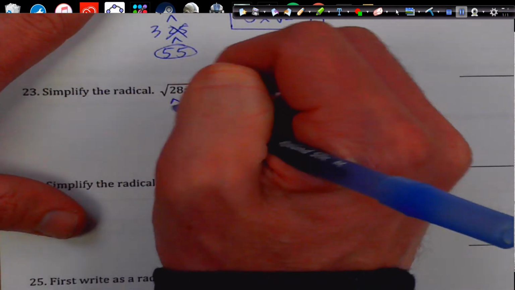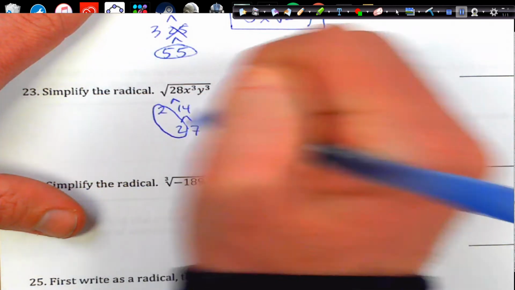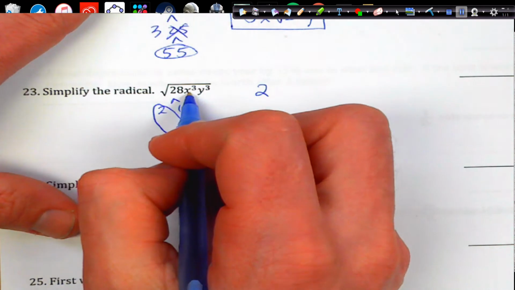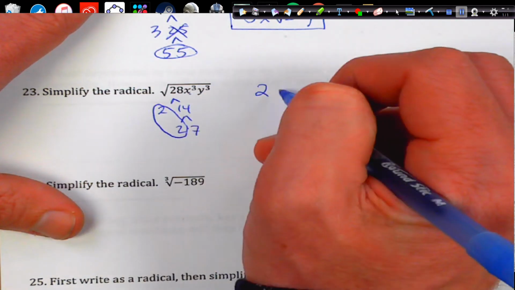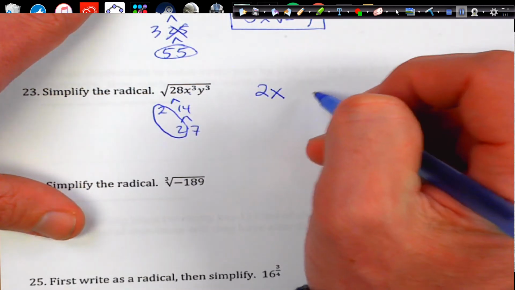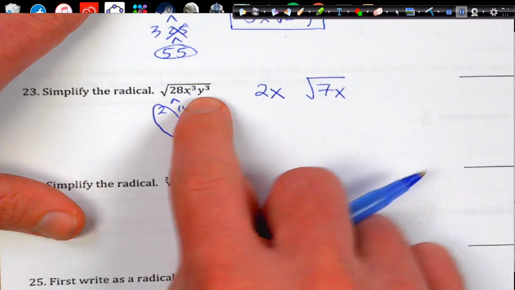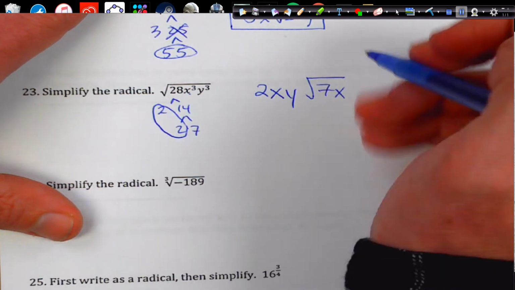28 can break down to 2 and 14. This can break down to 2 and 7, so I can pull 2 out, but the 7 is going to stay back. You can also think about how many times does 2 fit into this. So 2 fits into it once, so you can pull an x out. And it has a remainder of 1, so 1 will stay behind, so the 7 and the x are behind. And how many times does 2 fit into 3? It fits in once, so we get to pull 1 out, and it has a remainder of 1.